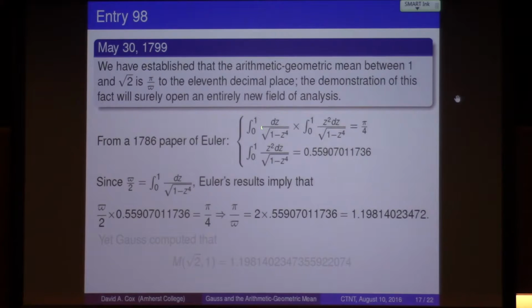And yet, remember this integral right here is pi tilde over 2. So the first integral is pi tilde over 2. This integral right here is that guy, that's equal to pi over 2. And so you do a little bit of math, you get that pi over pi tilde is that number right there. So that number was out there in the literature.